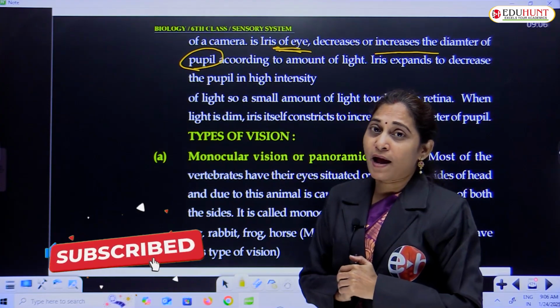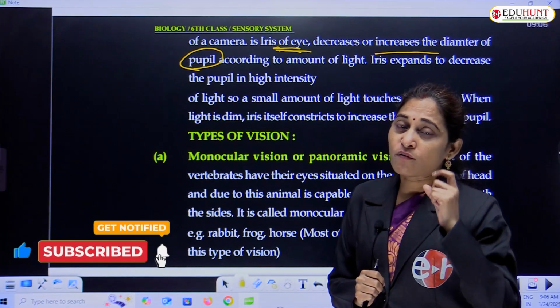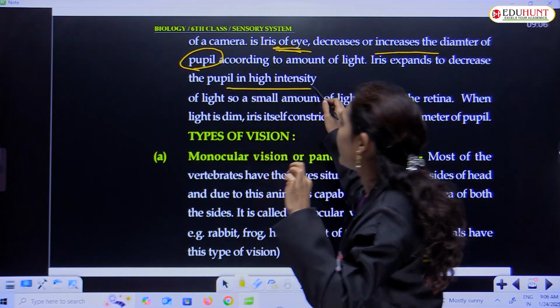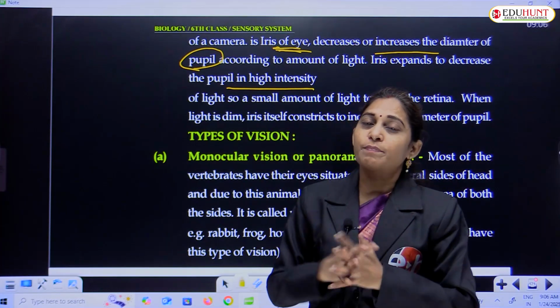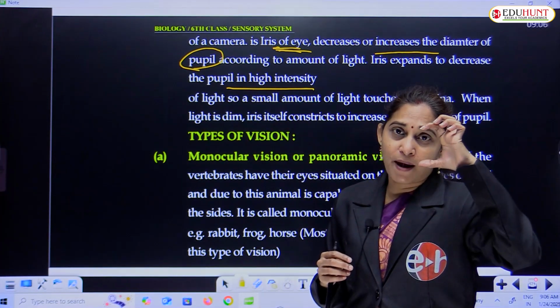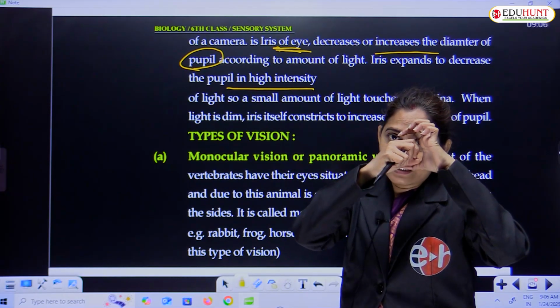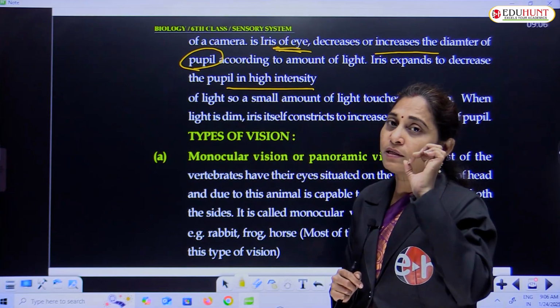The iris expands, and expansion of the iris decreases the size of the pupil. Remember this, these are inversely proportional. When the iris expands, the pupil constricts, or the pupil decreases. The diameter of the pupil decreases.